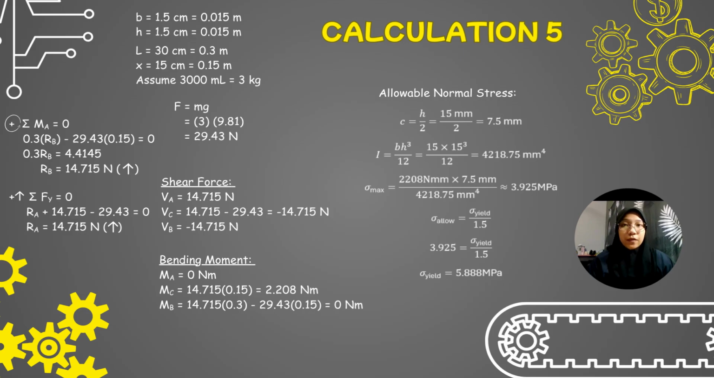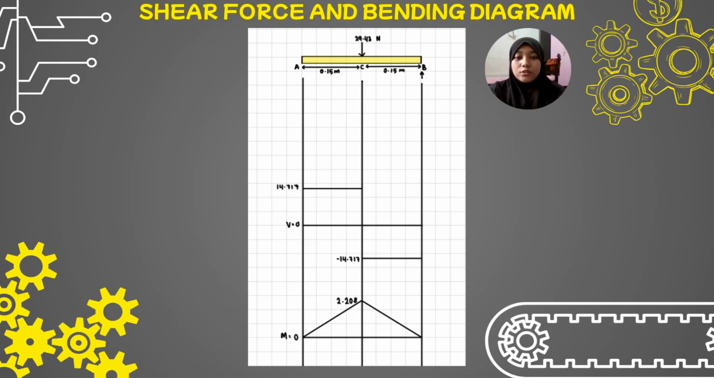Into calculation 5, our maximum bending moment reached 2.208 Newton meter. Under these conditions, the peak applied bending stress scales up to 3.925 megapascal. Incorporating our 1.5 safety factor, the required material yield strength for this final configuration is 5.888 megapascal.